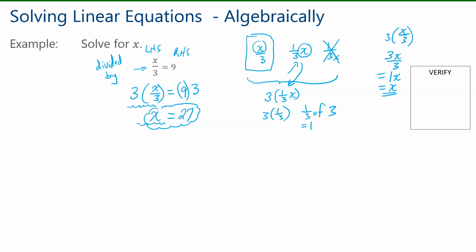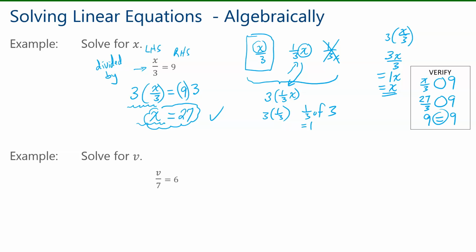Let's do a verification. X divided by 3 should equal 9. In place of x, we substitute 27, and 27 divided by 3 is 9. Our solution checks out. Next example, solve for v. V divided by 7 equals 6. We are dividing by 7. The opposite to that is multiplying by 7. We multiply both sides of our equation by 7.